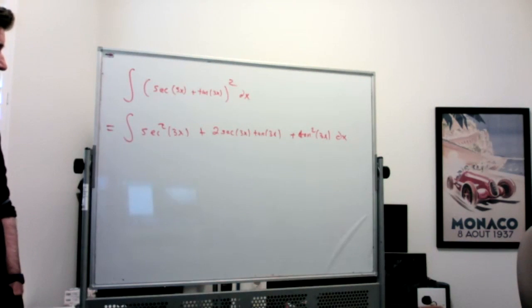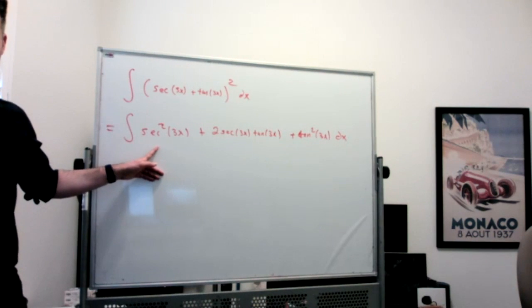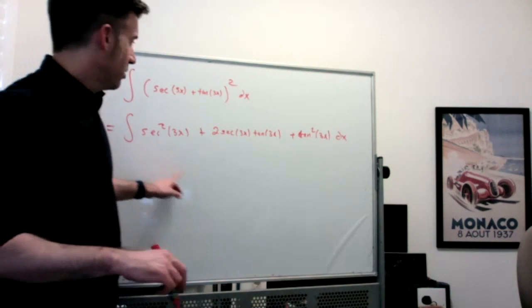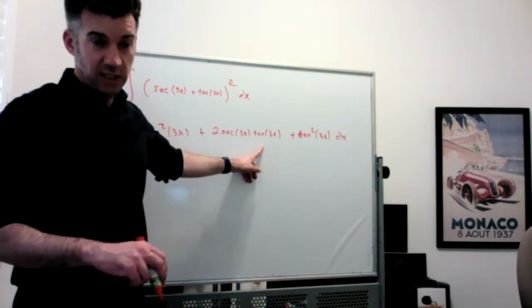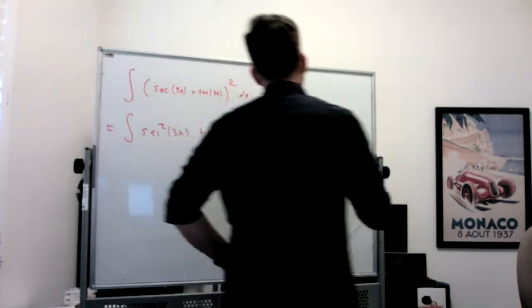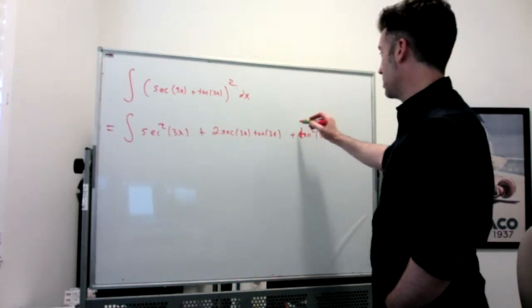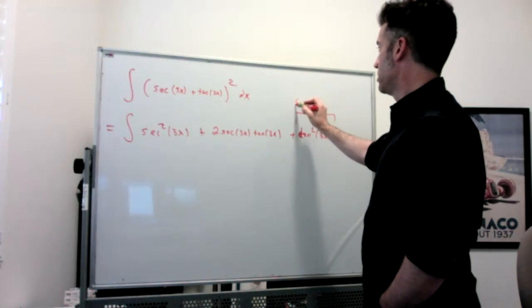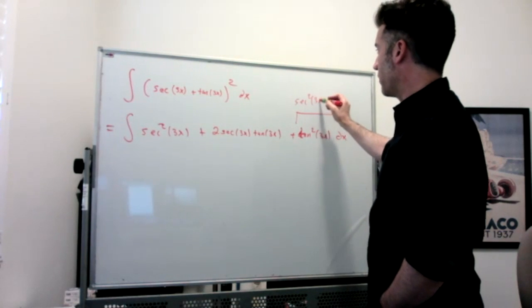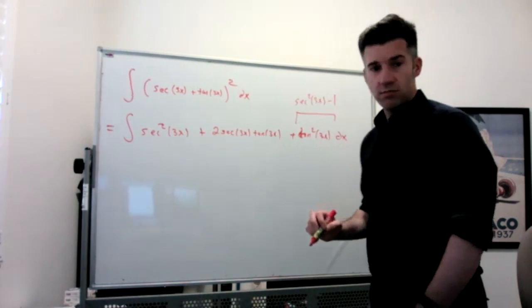All right, so we know the integral of secant squared, it's tangent. We know the integral of secant tangent, it's secant. And tangent squared, we know a trig identity for that. Tangent squared is equal to secant squared of your angle minus 1.